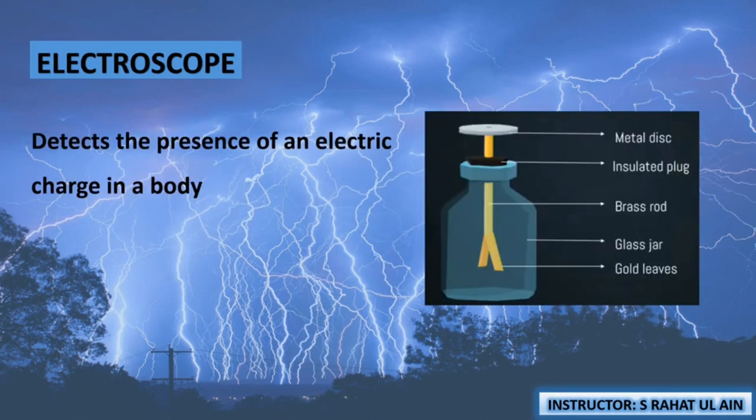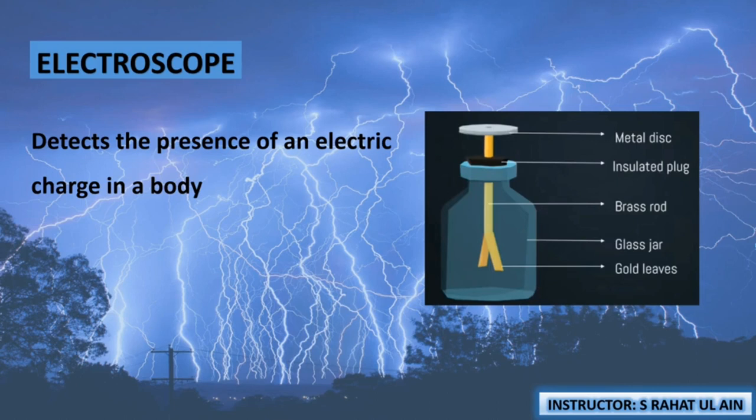There is a simple device, the electroscope, we call it. It is a device which detects the presence of an electric charge in a body. It works on a very basic principle. It will tell you whether it has charge or not. But can the electroscope tell you how much charge a body has? No. It will tell you yes or no, but not how much.